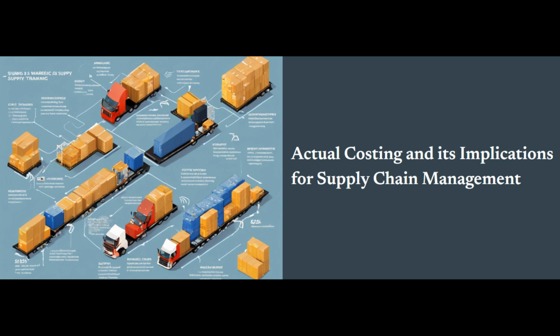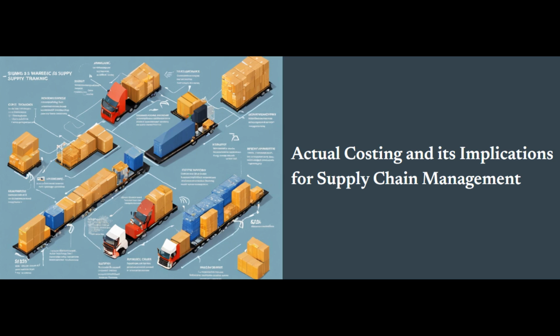Enhanced inventory management. The actual costing data provided ABC with a clear understanding of the true costs of holding and managing inventory, including storage, handling, and obsolescence. This allowed the company to optimize its inventory policies, resulting in a 20% reduction in working capital tied up in inventory and a 15% improvement in inventory turns.